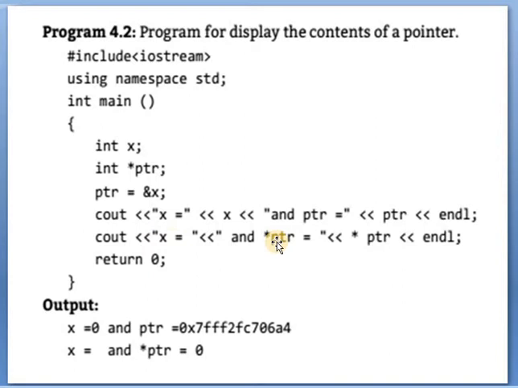Now what? Star ptr means ptr contains the address of x, and star means the value which is stored in this address. So the first line displays x equal to 0 and ptr equal to the memory address of the variable x, and star ptr equal to 0. Both are 0. Why? We know that x is already 0, and star ptr means the value contained in this address, so it is also 0. This is a simple program to display the content of the pointer.